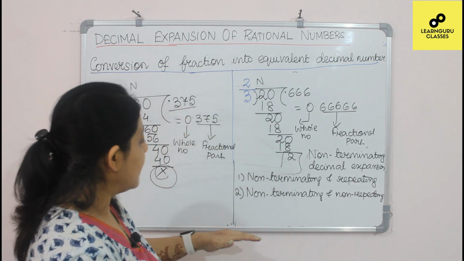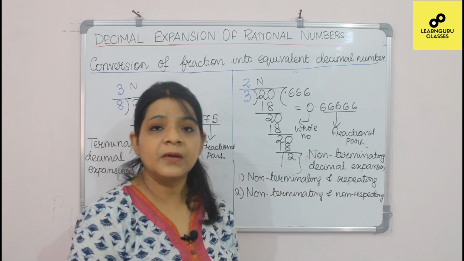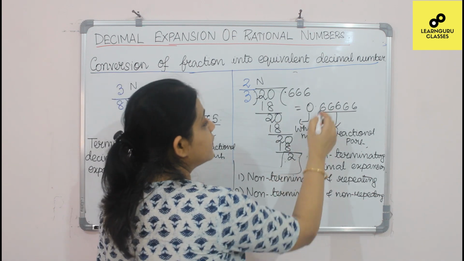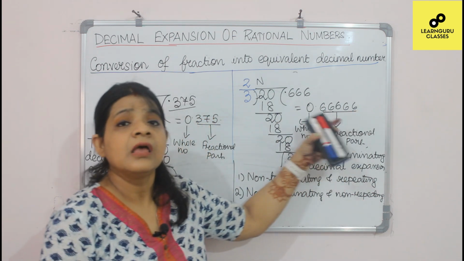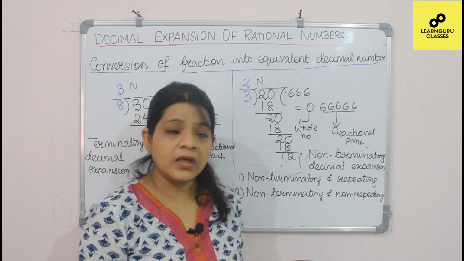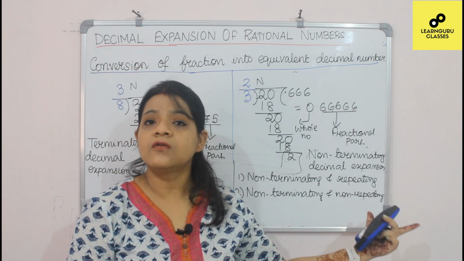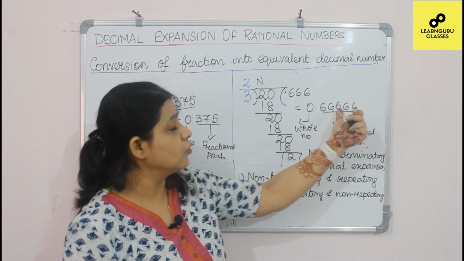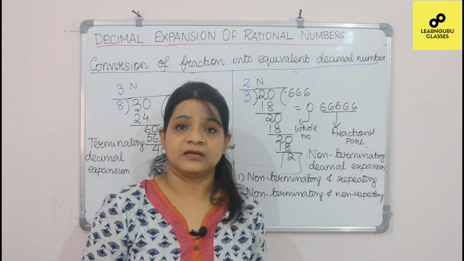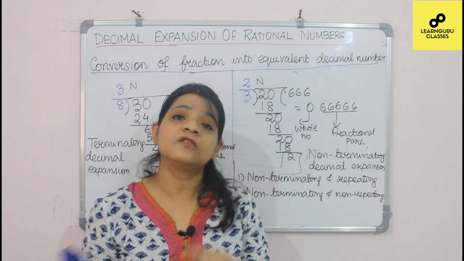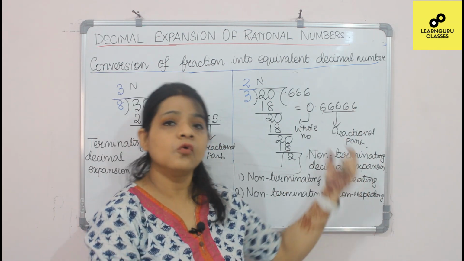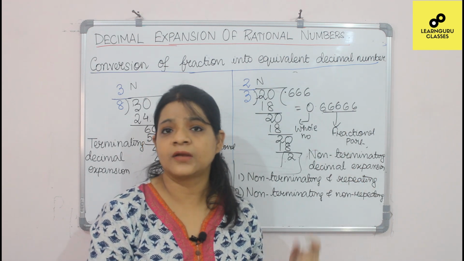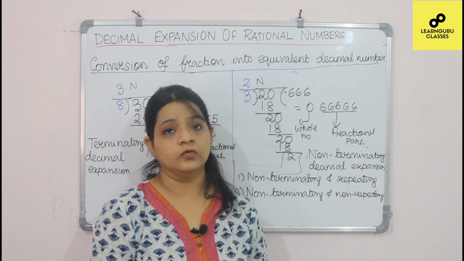But for the time being, non-terminating and repeating is just like this example, 0.6666. Here 6 is repeating. But non-terminating and non-repeating means the decimal will never end and no digit or sequence of digits will repeat. I will show you more examples of non-terminating but repeating decimal expansions, and at that time it will be clear to you.